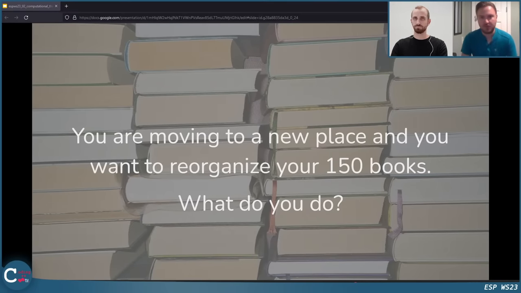Imagine the following situation. You're moving to a new place, and you have a bunch of books. Overall, you have, I don't know, 150 books or something like that. So a huge amount of books that you also want to carry to your new place. And as computer scientists, we now try to organize the books in our new bookshelf in a smart way so that we can find stuff and, whatever. So this is our task. And the question now is, how do we deal with that? What do we want to do exactly?